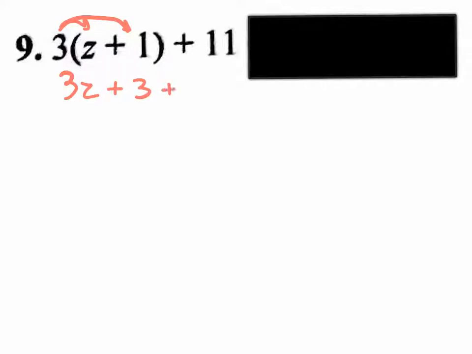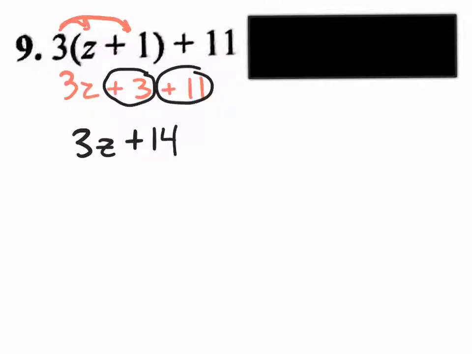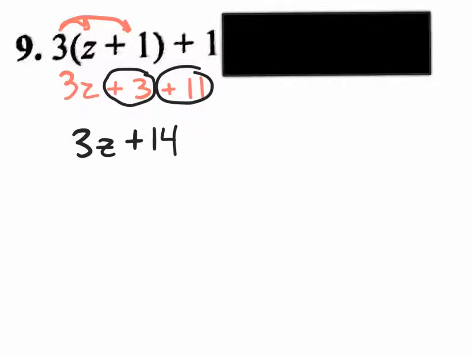Bring down the +11. Out of those 3 terms, after distributing, we could combine the +3 and the +11. You don't actually show any work. You just circle it, combine it in your head. So 3 plus 11 is 14, and that's a +14. And of course, the 3z, you can't add it to 14, so you just bring it down and leave it. 3z plus 14. Ladies and gentlemen, we have simplified the left side. Now let's go for the right side.